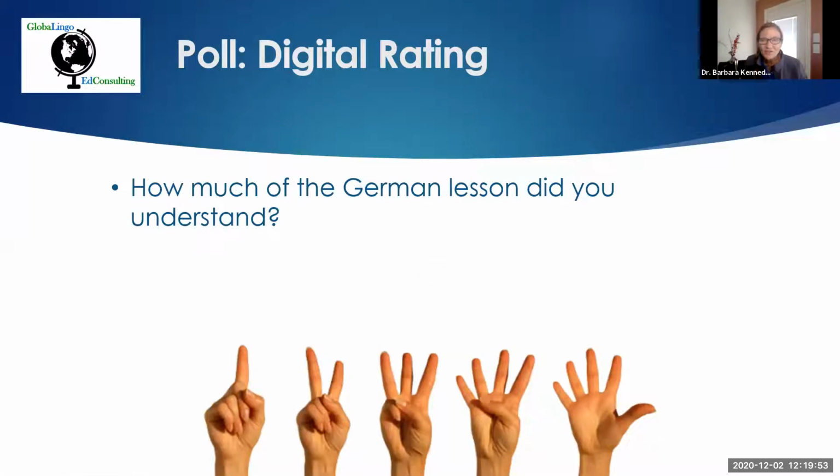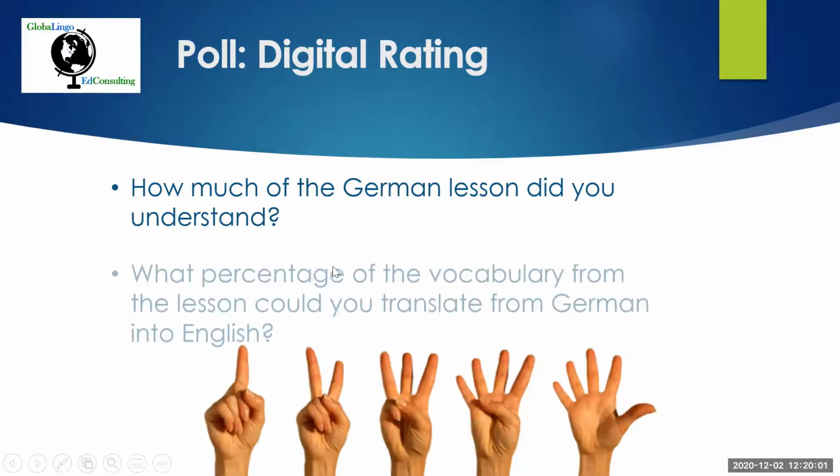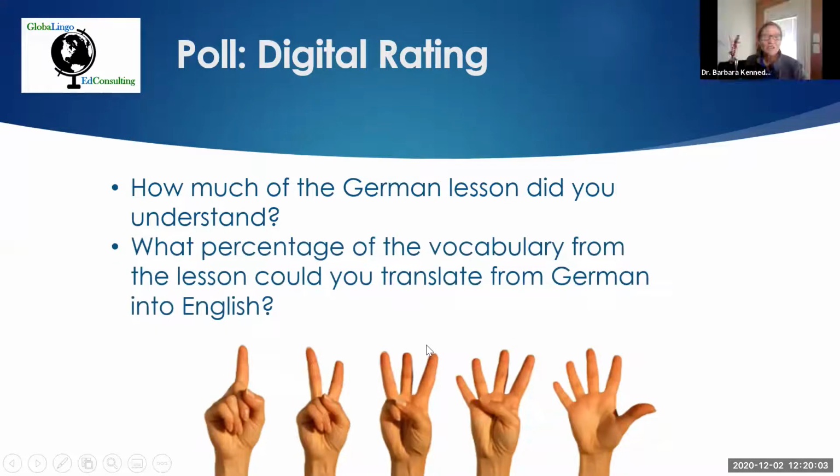So you're going to have two questions in your poll real quick. The first question is about how much of the lesson you were able to understand. And then, about what percentage of the vocabulary from the lesson could you translate from German into English, assuming you had that graphic organizer in front of you? If you had that graphic organizer, about how much could you translate based on this lesson?